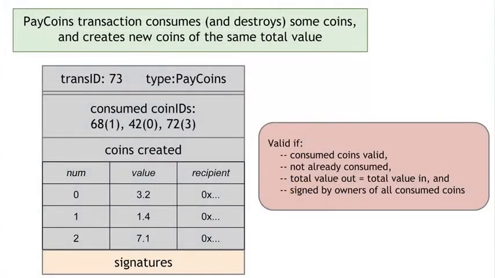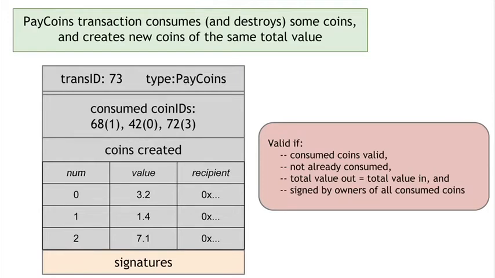The second kind of transaction we're going to talk about is a pay coins transaction. This is a transaction that consumes some coins and destroys them and creates new coins of the same total value, but which might belong to different people. So over here on the left, we have an example of what a pay coins transaction looks like.